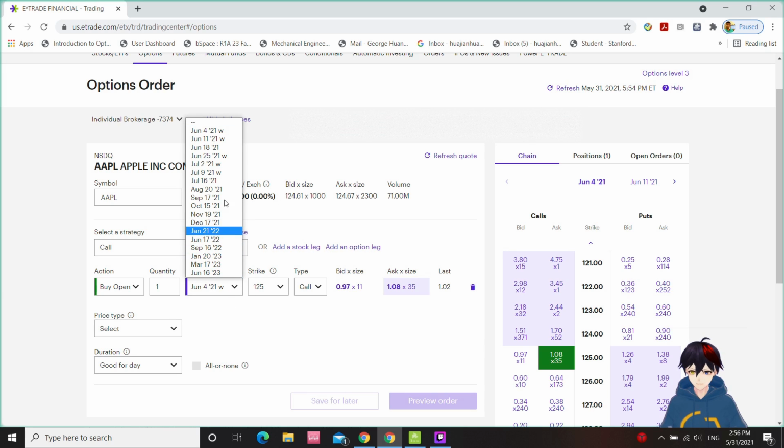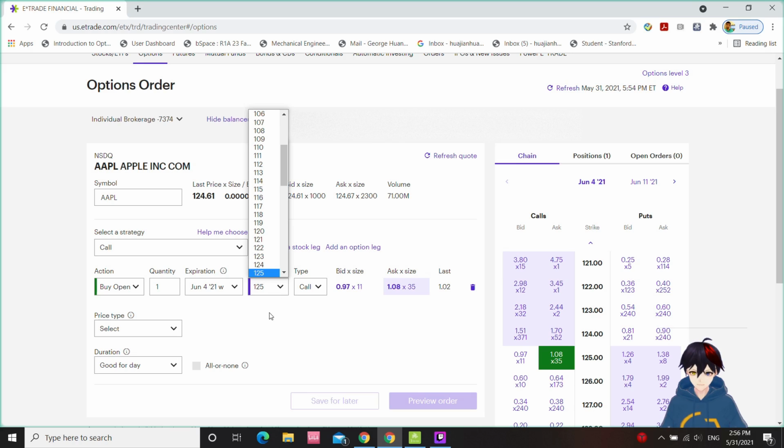And here's the expiration. So you can pick an expiration. Normally with something as big as Apple, that has a lot of liquidity, you have weekly options, which is this W. In general, other stocks only have monthly options. And then the strike price, aka the price the option is at.